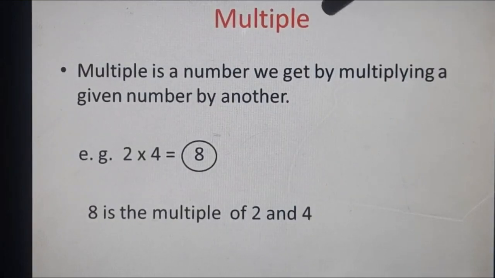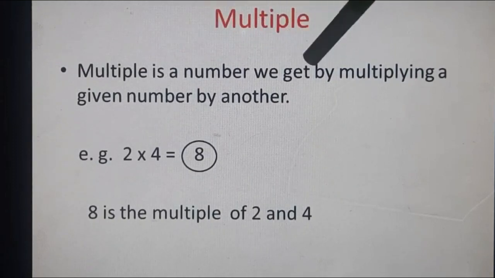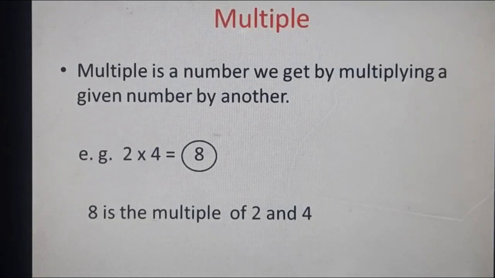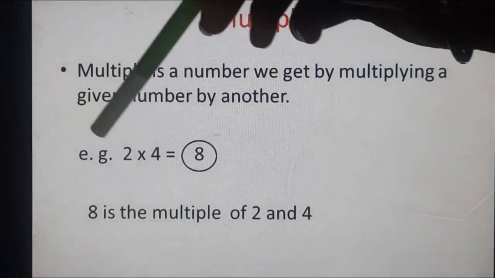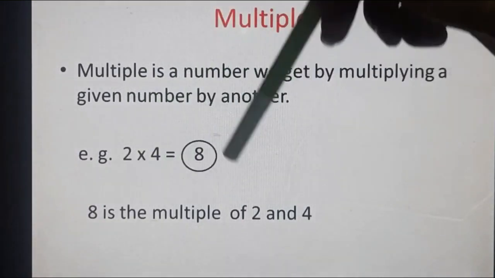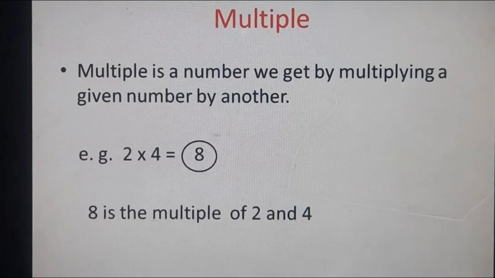Now we will study about multiple. Multiple is a number we get by multiplying a given number by another. When we multiply a given number by another number, we always get a multiple. So in this example, 2 4s are 8. Then 8 is the multiple of 2 and 4. Okay?